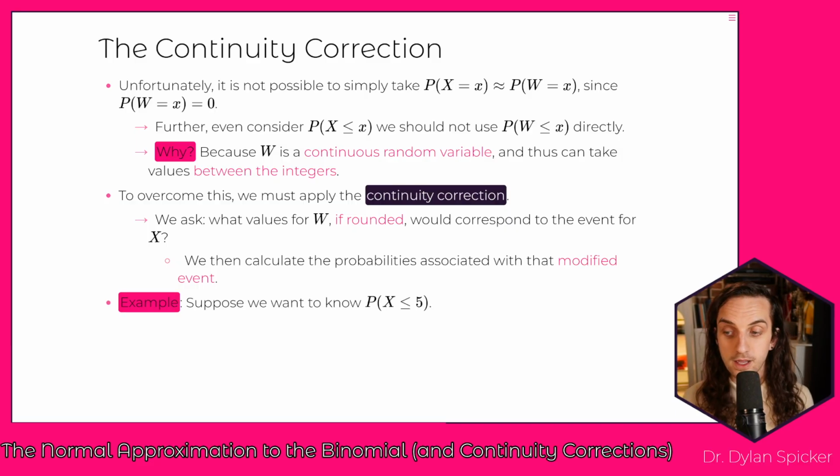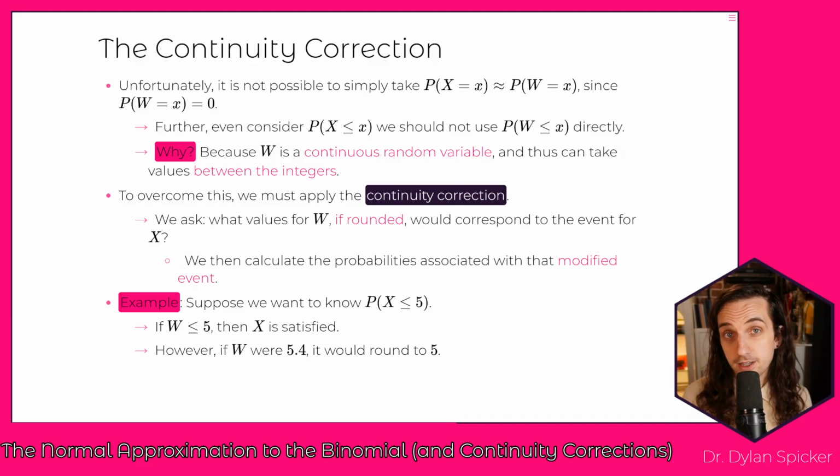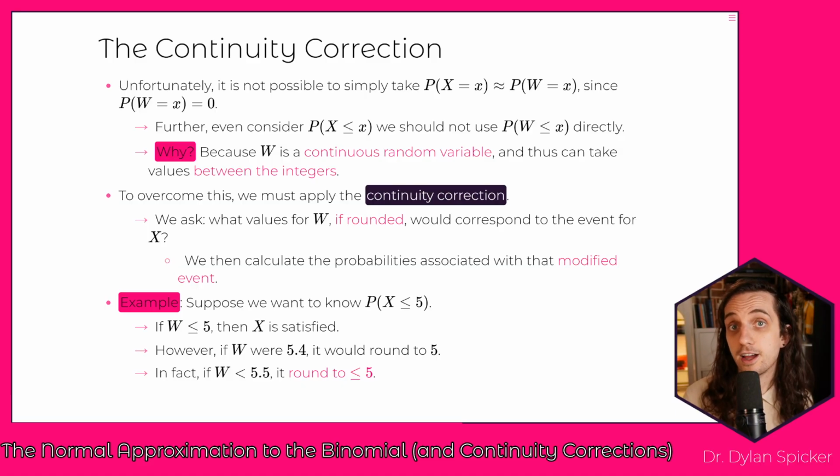So we can then calculate probabilities associated with this modified event, and those are going to approximate the probabilities that we're looking for. So for instance, suppose we want to know the probability that X is less than or equal to 5. If W is less than or equal to 5, then X is evidently satisfied, right? If you round off any value less than or equal to 5, you still get something less than or equal to 5. But if W were also 5.4, and then we rounded W, we would still have something that was less than or equal to 5. And so in particular, if we take W to be any value that is less than 5.5, then it rounds to being less than or equal to 5, right?